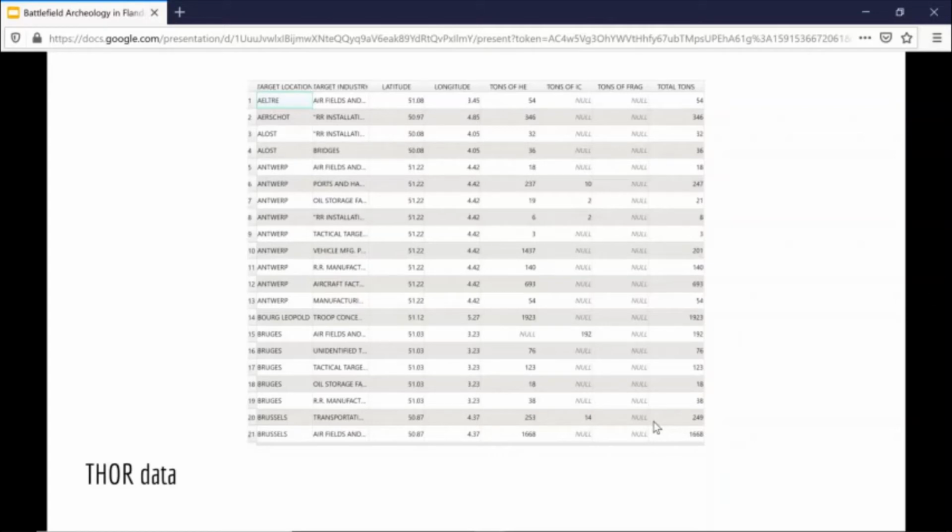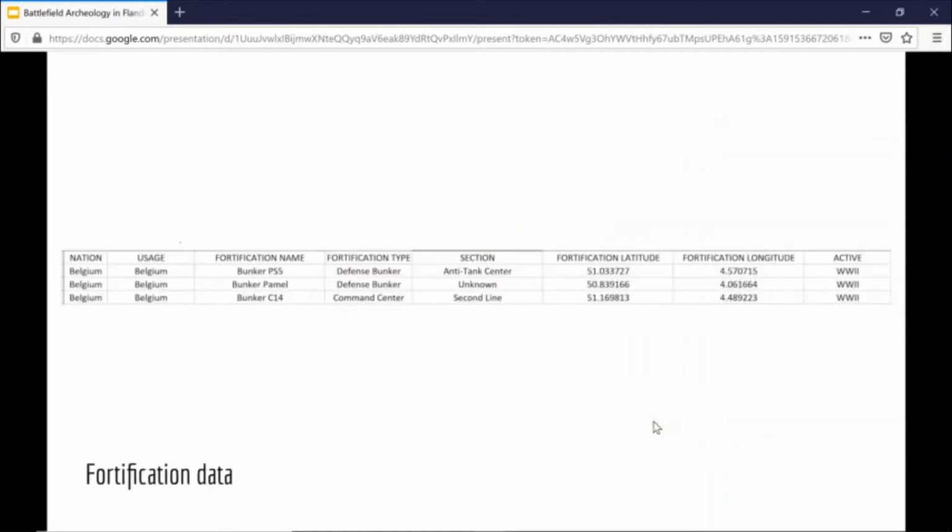Now, this is important to me because when you're going out to do battlefield archaeology, you're often digging up a lot of explosive, a lot of it. And being able to know what types of explosive you're dealing with when you're going out there, tons of high explosive or tons of incendiary, fragmentation, whatever, I believe can go a long way towards safety when you're out in the field.